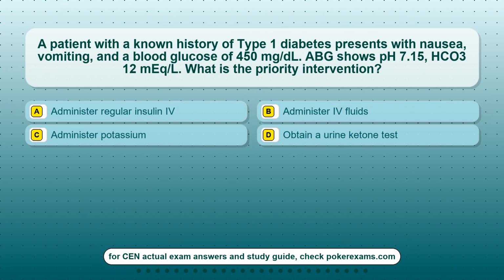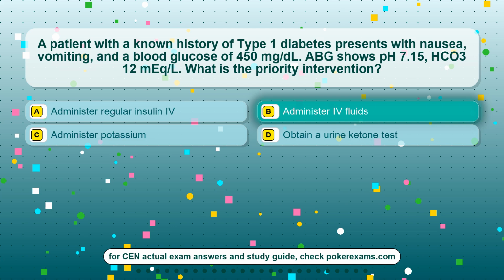Question 8. A patient with a known history of type 1 diabetes presents with nausea, vomiting, and a blood glucose of 450 mg/dL. ABG shows pH 7.15, HCO3 12 mEq/L. What is the priority intervention? Option A, administer regular insulin IV. Option B, administer IV fluids. Option C, administer potassium. Option D, obtain a urine ketone test.